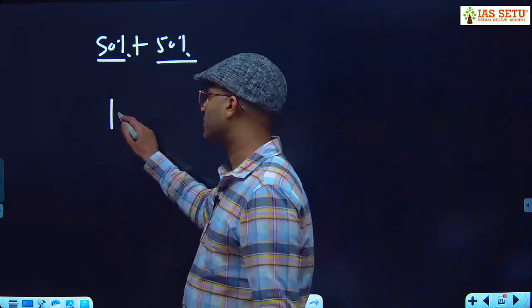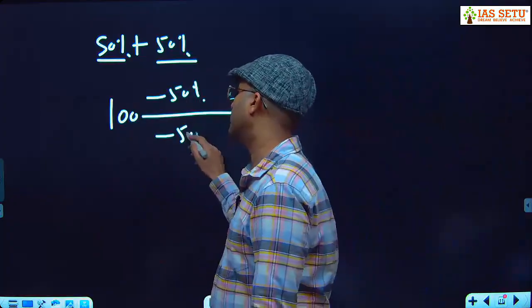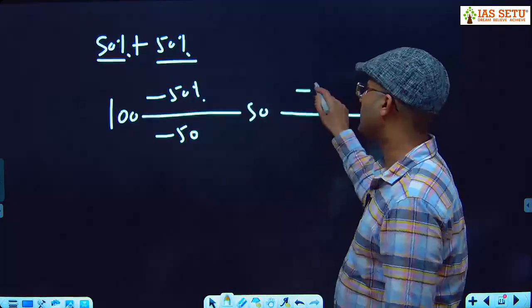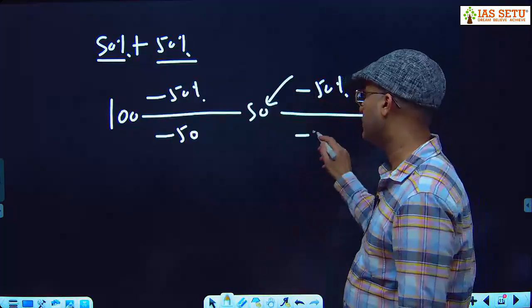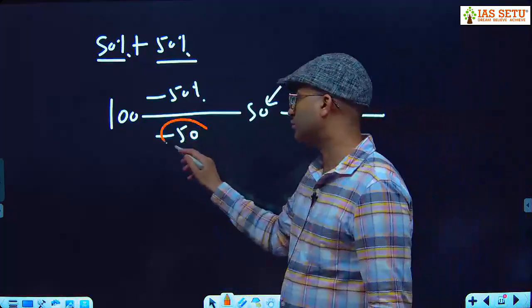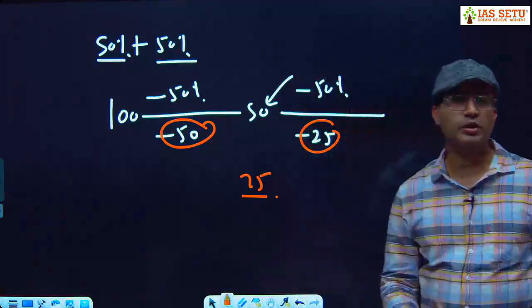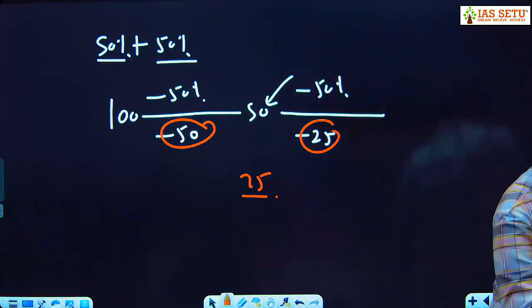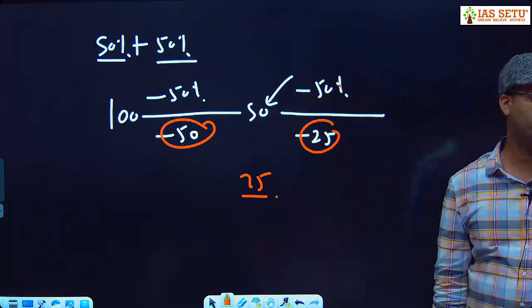So step number 1, we start with 100. First discount 50% on 100, it becomes 50. Second discount is on the successive value. 50% of 50 is 25. So final price 25. But what is your overall discount? 50 and 25, 75. You have not got 100% discount. You got overall only 75% discount because the second discount is on the reduced value.